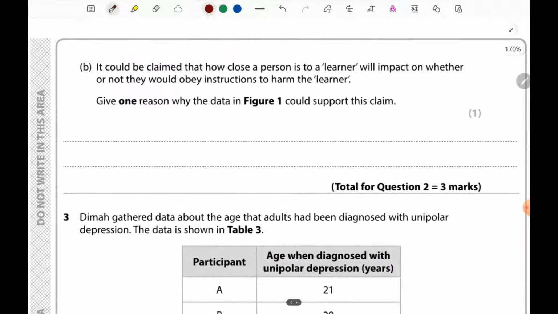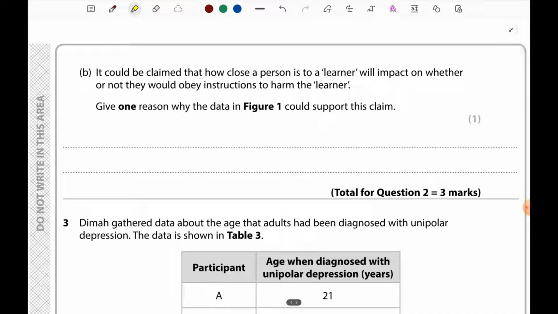Okay, let's come to question 2b. It could be claimed that how close a person is to a learner will impact whether or not they would obey instructions to harm the learner. This is something that has not been manipulated in any of the variants of the study. So they're telling us this is one more possibility, like a future variation could do this. Give one reason why the data in figure 1 could support this claim.